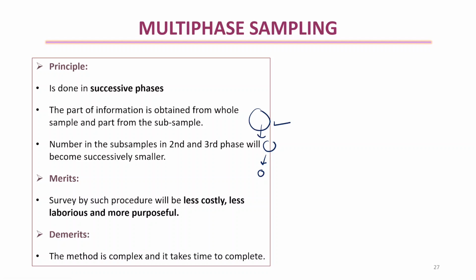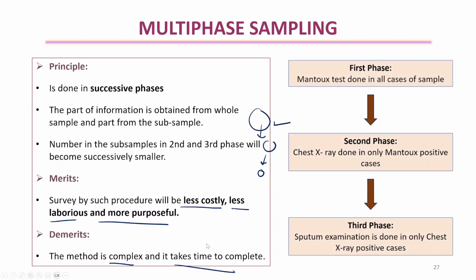So the advantage of this technique is that it saves money and resources because expensive investigations are performed only on the selected participants. So it is less costly, less laborious, and more powerful. However, it is a complex method and it usually takes more time. So let's understand this with an example.